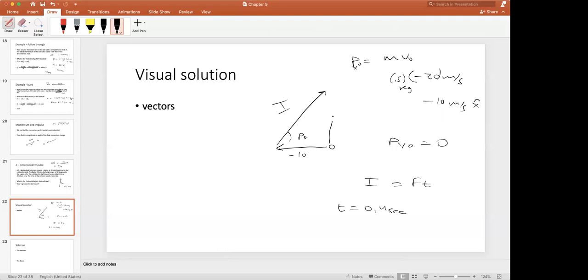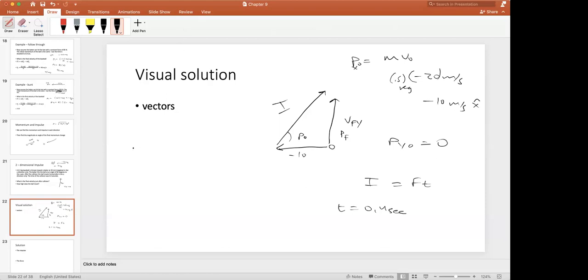And our final vector is v final of y. I'm sorry, v final of y. And you can see that this is our p final because there's no v final of x. And so we end up with this vector diagram that we can add these things together.